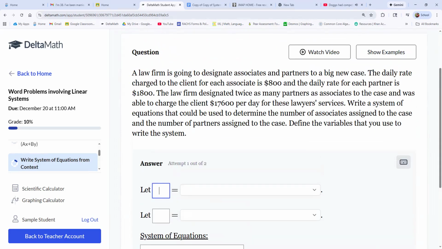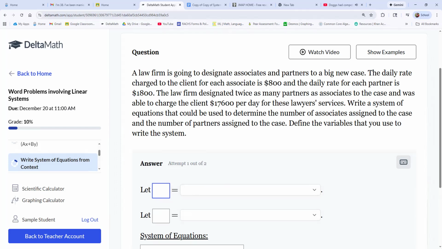All right, so now we got a law firm, and the law firm has 2 types of lawyers. They have some associates that they charge $800 a day. So the daily rate for associates is $800, and the daily rate for the partners is $1,800. The law firm designated twice as many partners as associates to the case, and they were able to charge the client $17,600 per day. That's a lot of money. And then it says write a system of equations.